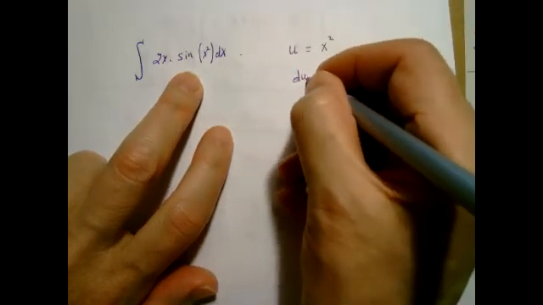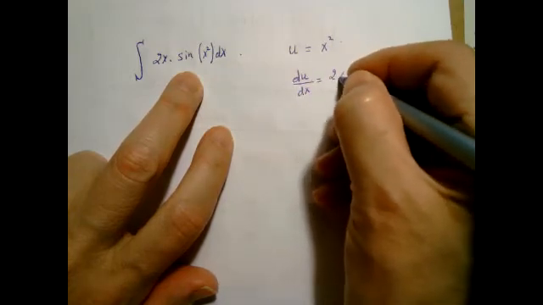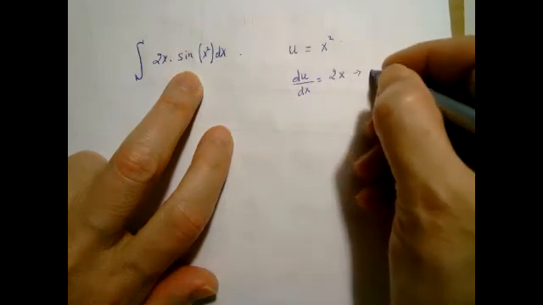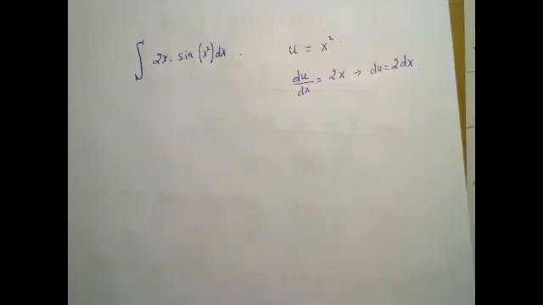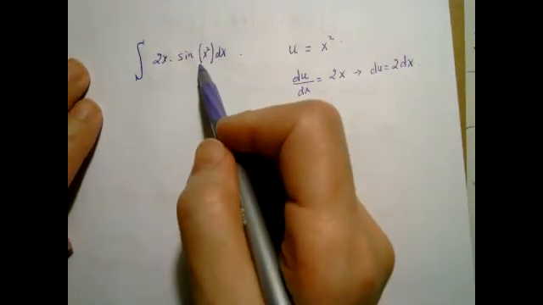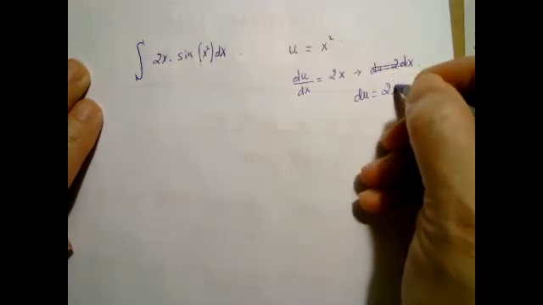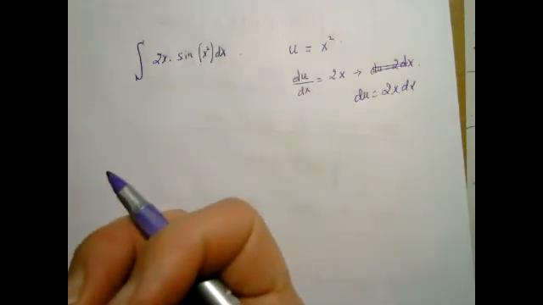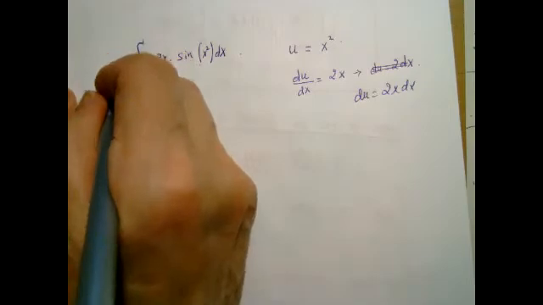Then du dx, if you ever forget what du is, you evaluate du dx, then you multiply by dx. Then that will give me du is 2x dx. Now that's crucial: everything has to be in terms of u. It means we're going to create a new integral that has no x in it.